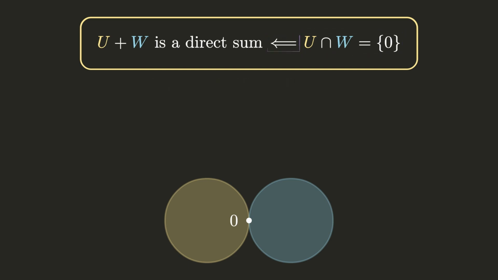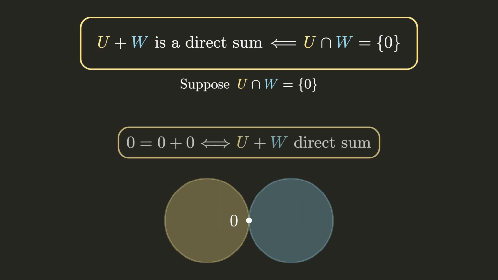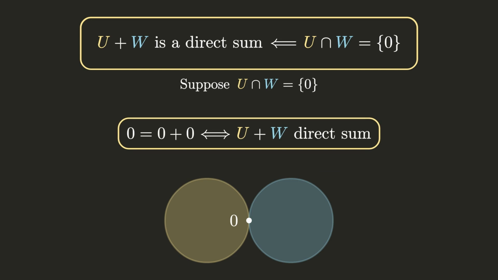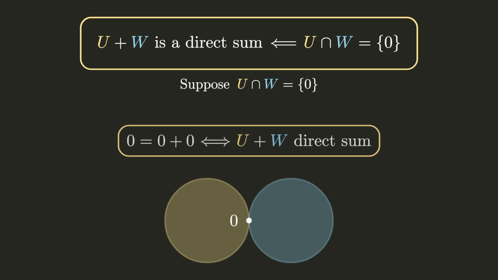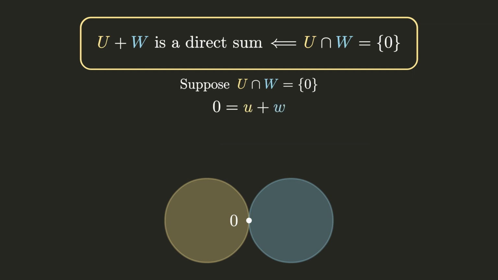Now let's do the other direction. We first suppose the intersection is the 0 set. And now what we want to prove is U plus W forms a direct sum. And according to what we've covered previously, we only need to prove 0 plus 0 is the only way to sum to 0. So let's suppose 0 can be written as lowercase u plus w, u taken from capital U and w taken from capital W. What we want to prove is they both equal 0.